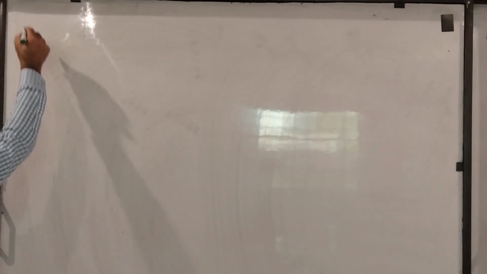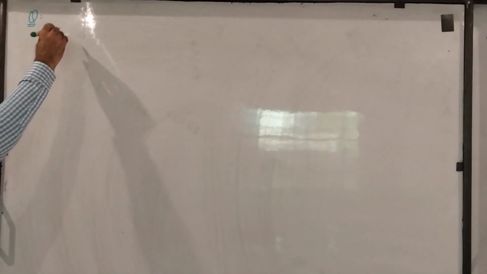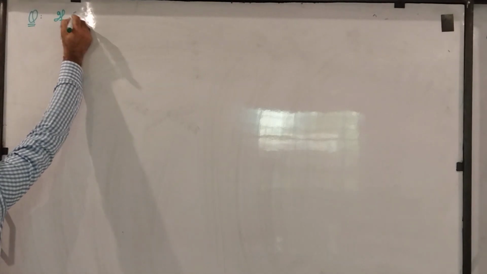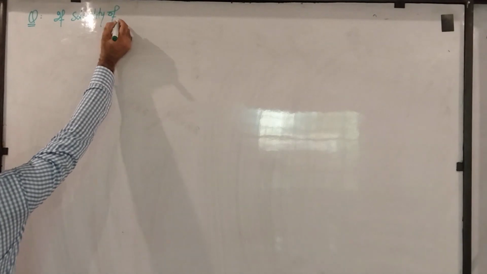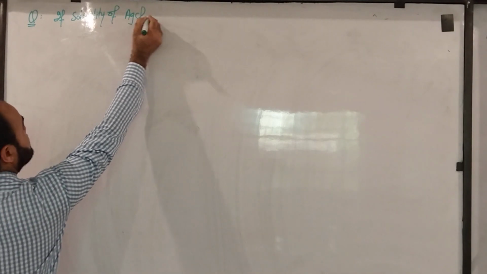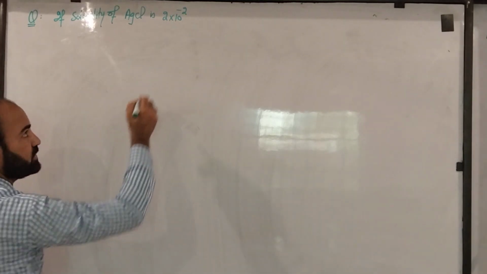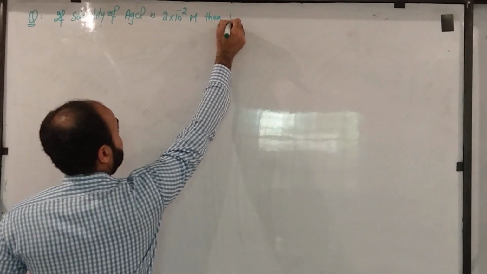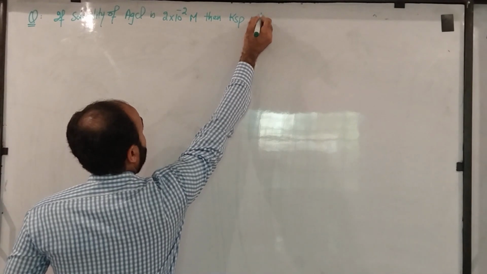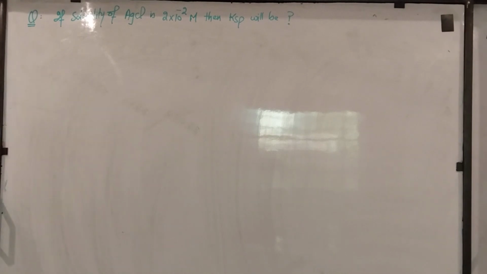Okay, dear students, let's take a numerical question. For example, we have a question. The question is that if the solubility of silver chloride is 10 raised to power -2 mole per dm cube or molar, then what will be the KSP?